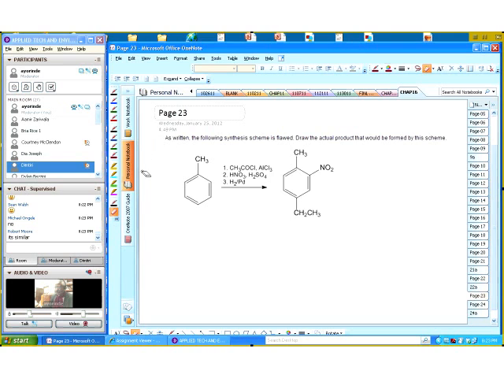Can I get somebody to read this? Emma, go ahead and read this for us. Draw the actual product that would be formed by this scheme. Okay, very good. In other words, just like the one we did previously, they are telling us that this synthetic scheme is flawed. So let us see what the synthetic scheme is supposed to give us. Draw the actual product that will be formed by this scheme. Let's do the first one.